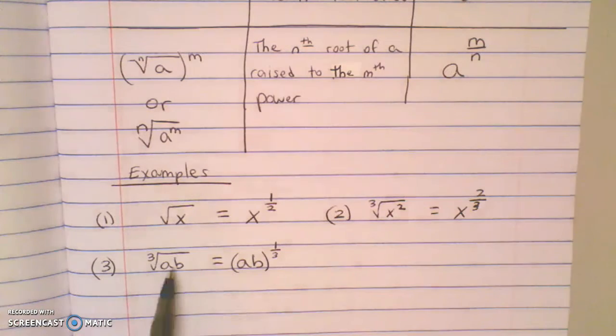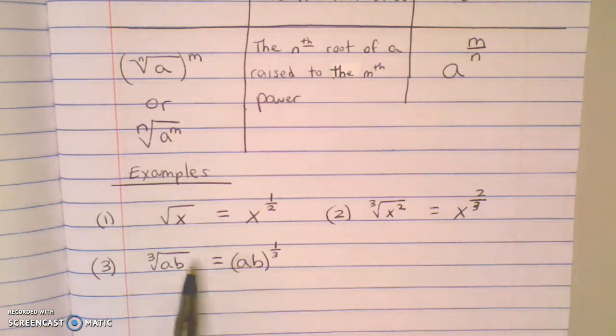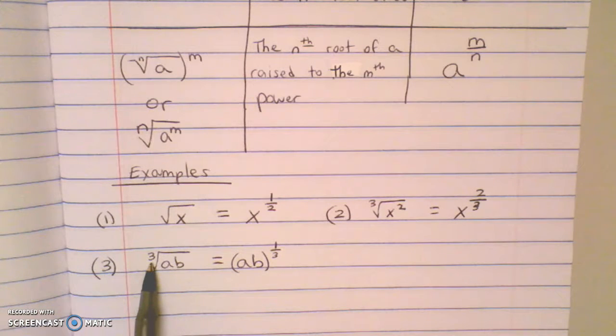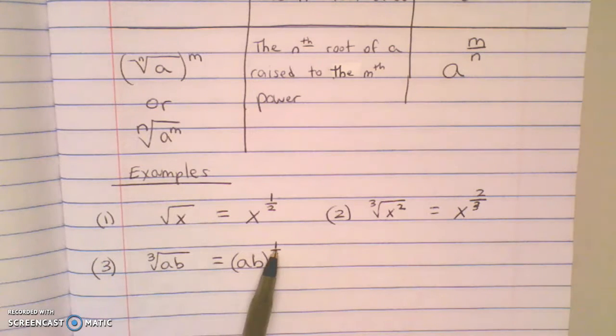So this is the same exact thing as this. The denominator is always the number here. And if there is no number there, it's a 2. And the numerator is whatever the exponent is on the terms.